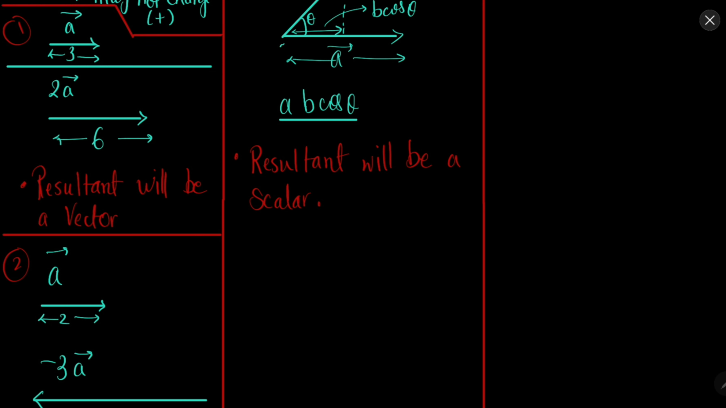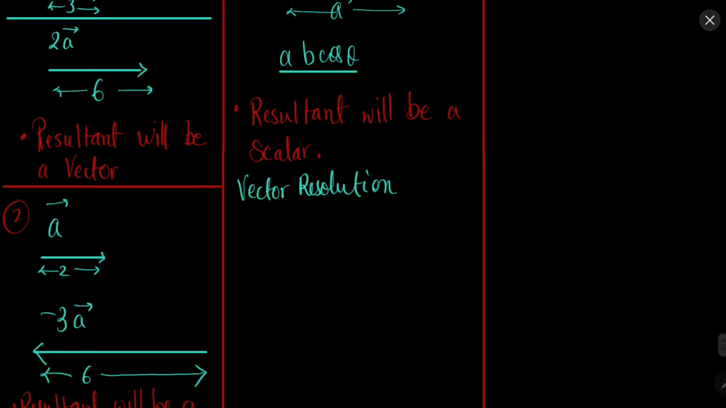Now there is another important aspect, which is about vector resolution. During vector resolution we did not discuss this one thing, so let's discuss it now. We usually have three dimensions: x, y and z, length, breadth and height. So let's say this is x, this is y and this is z. Every vector has three components: x component, y component and z component.